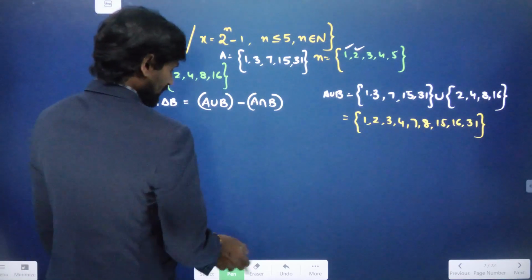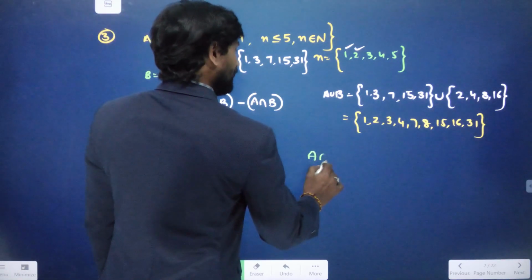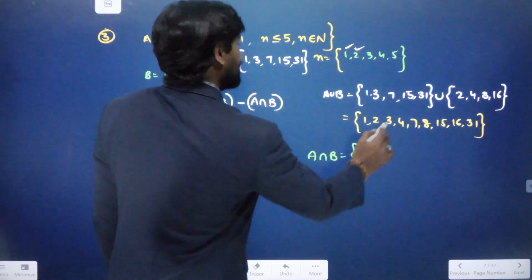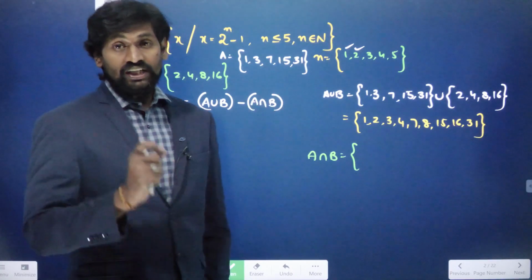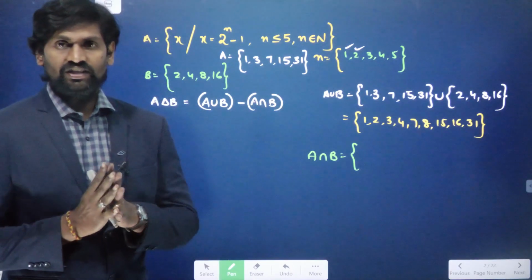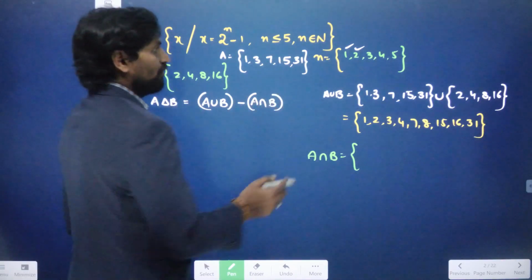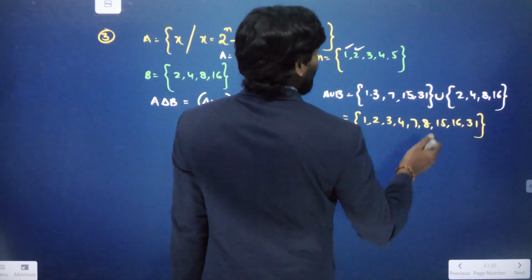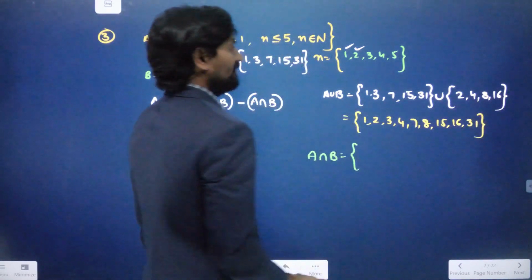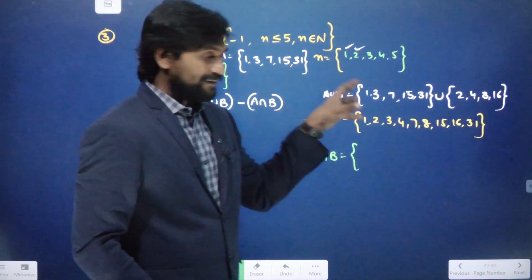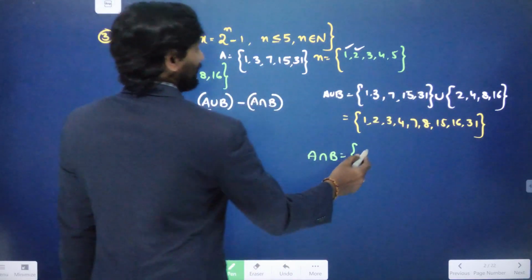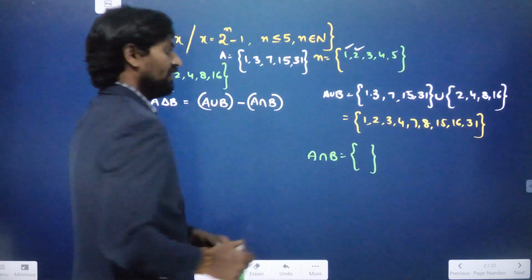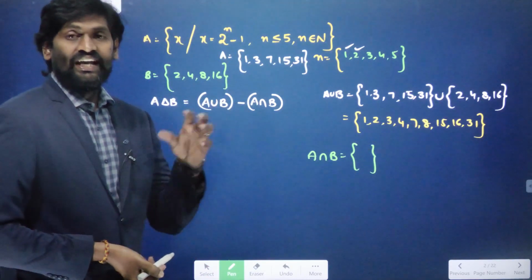Now let us find A intersection B. A intersection B means only the common elements from set A and set B. Set A has 1, 3, 7, 15, 31 and set B has 2, 4, 8, 16. Observing that set A has all odd numbers and set B even numbers, there is no common element. So A intersection B will be the empty set.